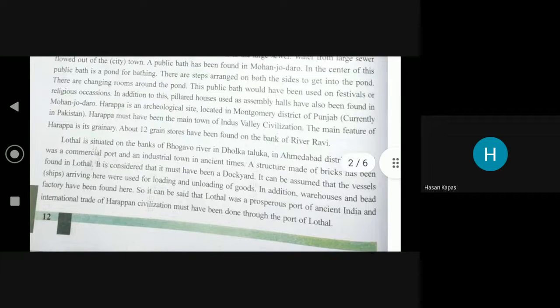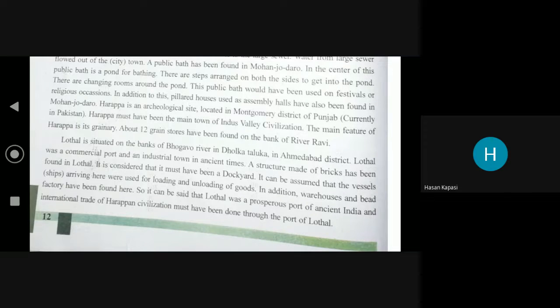Now, what is a dockyard and how is it connected with this lesson? Yes, ma'am. Dockyard means ship parking. How we park cars, that means ship parking. Okay, here in the lesson how is it understood? What is the importance of dockyard? Which importance is shown? A structure made of brick has been found in Lothal. It is considered that it must have been a dockyard. What is it considered as?